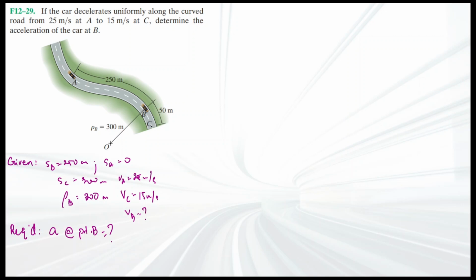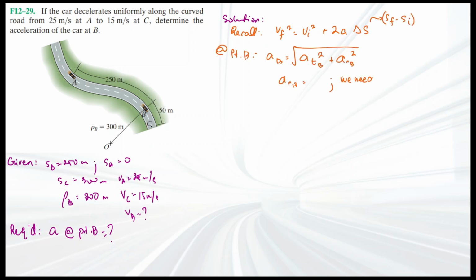What is the acceleration at point B? So we also have an unknown here. We need to find also the velocity at point B. So again, recalling the equation, we're going to be using these several equations here. We know that Vf squared is equal to Vi squared plus 2a delta s, where delta s is Sf minus Si. In this case, we're going to determine the velocity first, and then the acceleration at point B. It is going to be the square root of the square of its tangential acceleration and normal acceleration, whereas the normal acceleration at point B is equal to vB squared divided by its radius of curvature. So essentially, we need the velocity at point B.